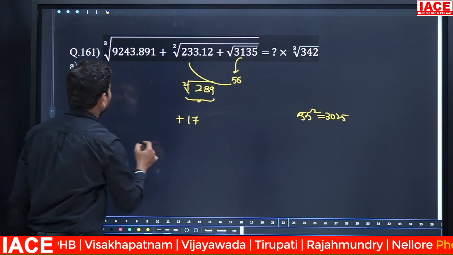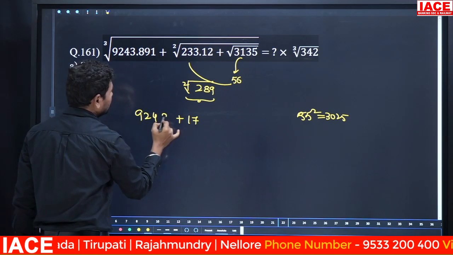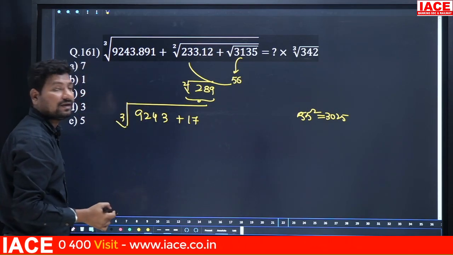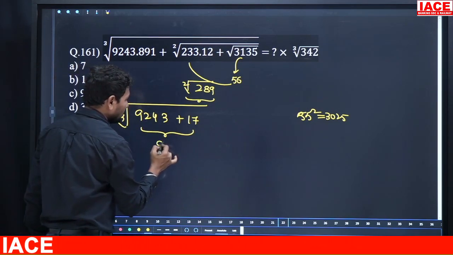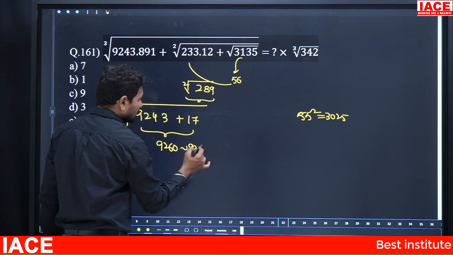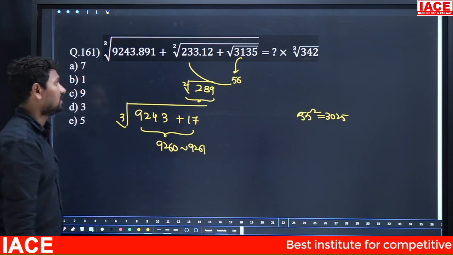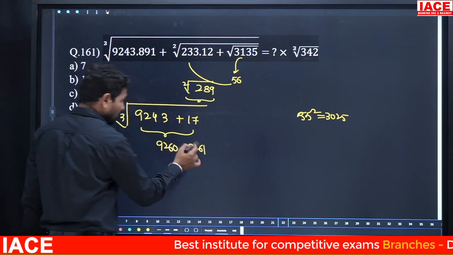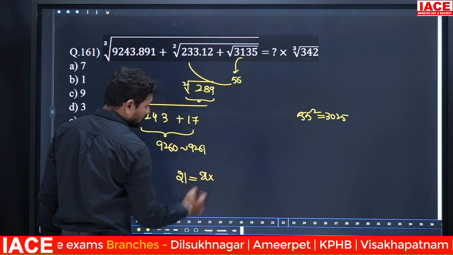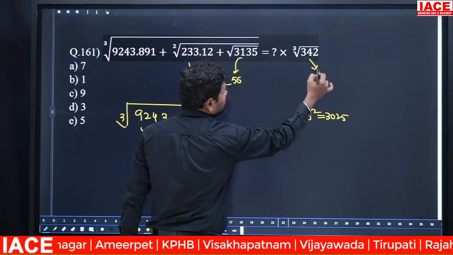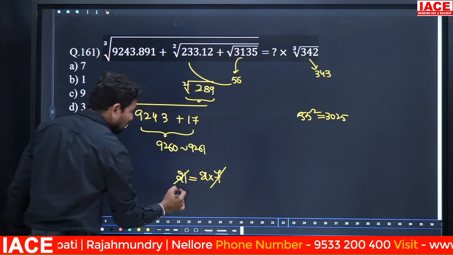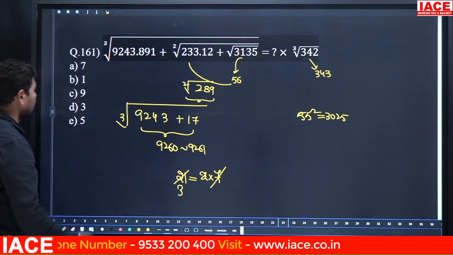17 is added to 9243 and cube root. 9243 plus 17 is equal to 9260. This 9260 is very near to 9261. The cube root of 9261 value is 21. 21 is equal to x into, this 342 is very near to 343. The cube root of 343 value is 7. 7 to 21, how many times? 3 times. Then x is equal to, the final answer is 3. Option D.